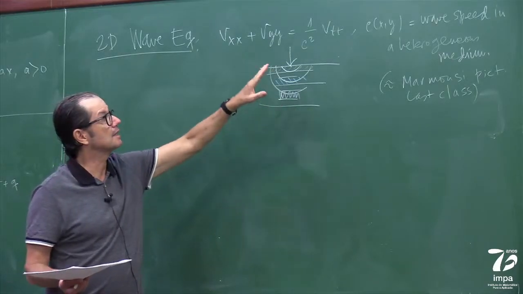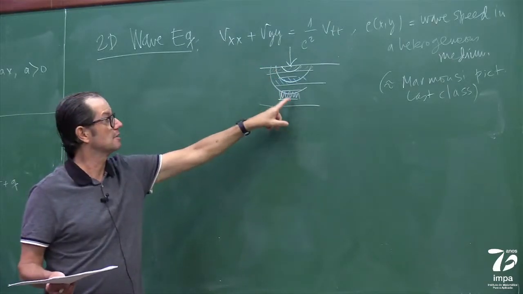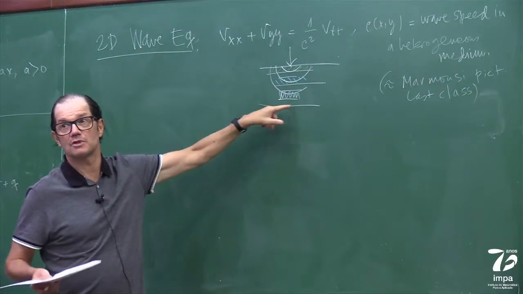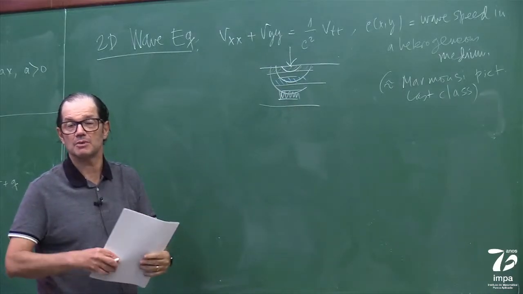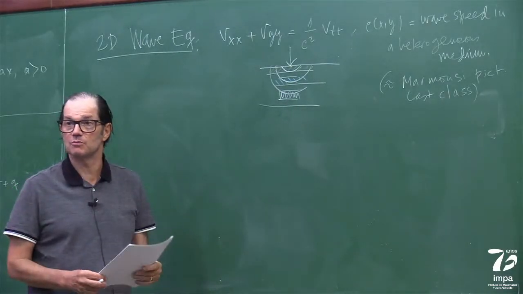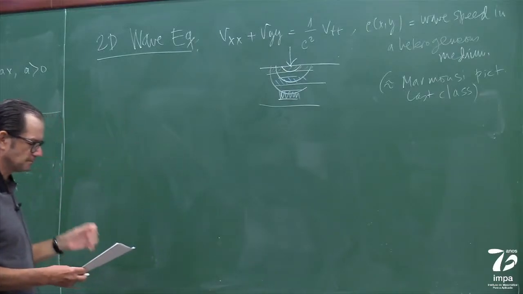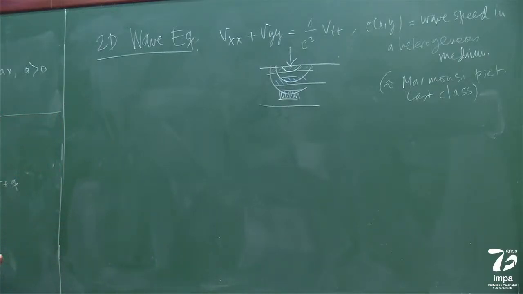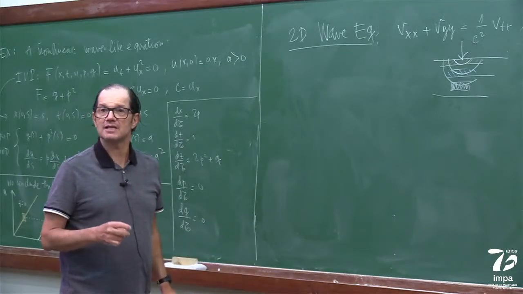And maybe at first, this is just to motivate, but let's think for the moment that c is smooth. Here, the speed is not smooth. It's piecewise constant. But let's think that the speed is smooth, and let's think that the wave is a time harmonic wave.